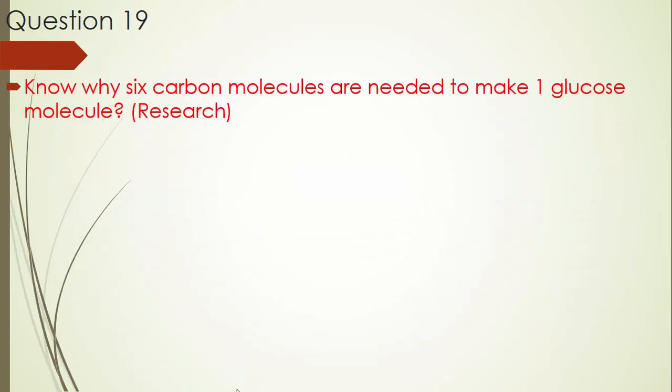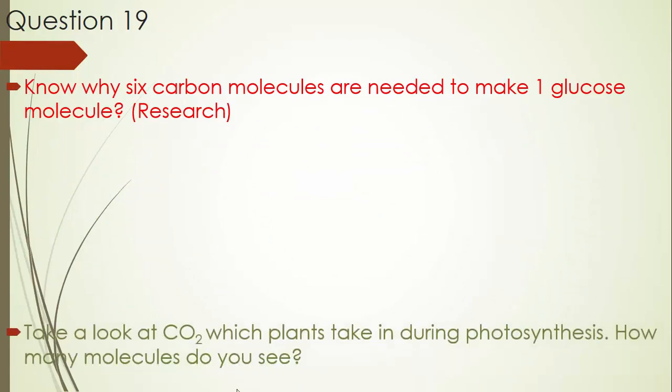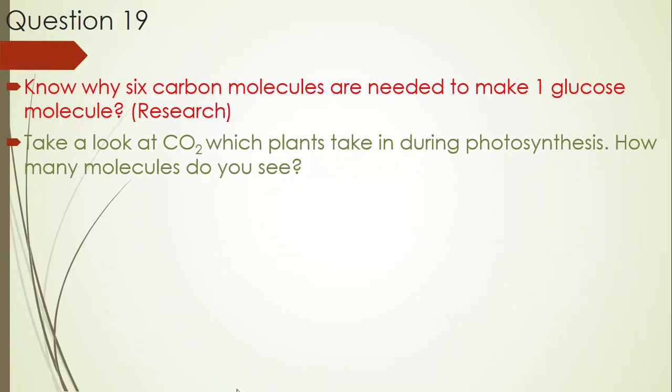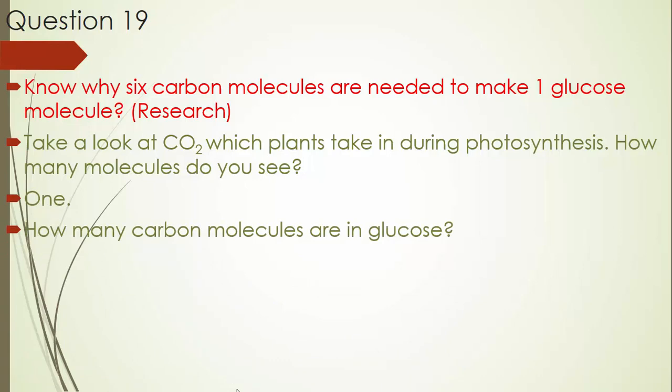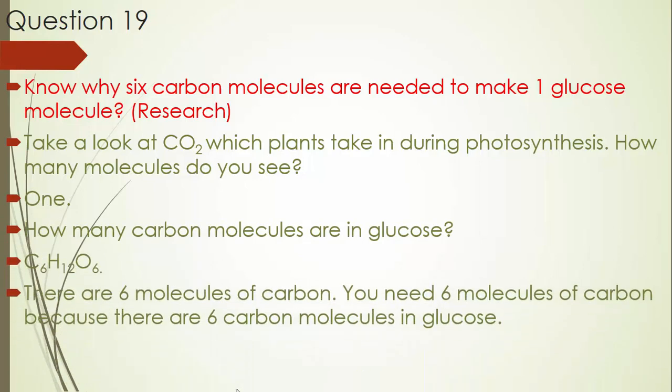Number 19, know why 6 carbon molecules are needed to make one glucose molecule. And it said research. Watching this video is a form of research. So take a look at CO2, which plants take in during photosynthesis. How many carbon molecules do you see? Well, it's CO2. We only see one carbon molecule. Now, how many carbon molecules are in glucose? Well, that's C6H12O6. There are 6 molecules of carbon. So you need 6 molecules of carbon because there are 6 carbon molecules inside glucose.